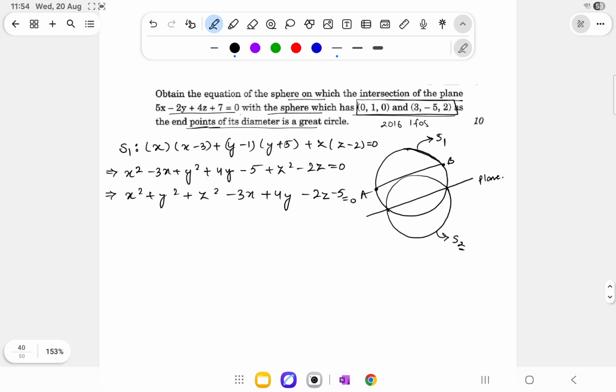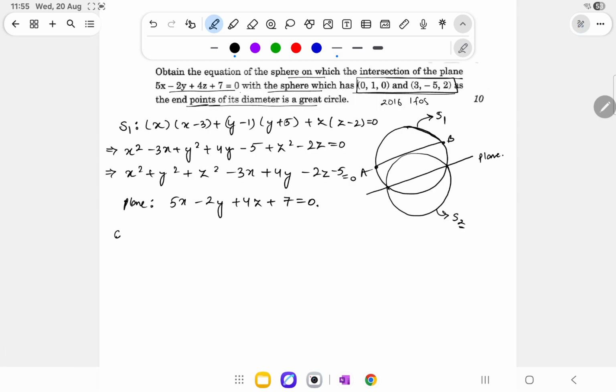And the equation of the given plane is 5x minus 2y plus 4z plus 7 equals 0.